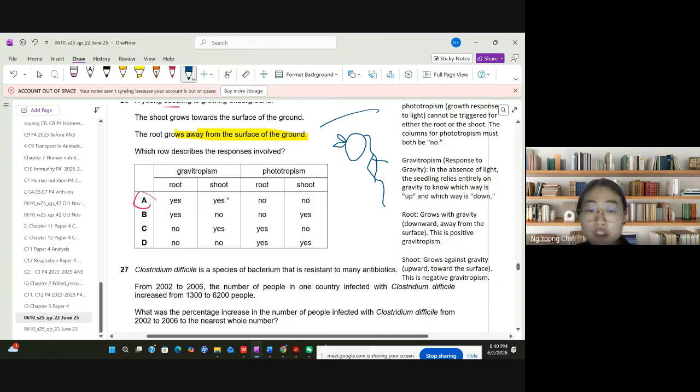The shoot will show negative gravitropism, but the answer is yes, okay? Even though it is negative, the answer is still yes, because they are still responsive. They still respond to gravitropism for the shoot, because they grow towards the surface of the ground, growing away from the gravity.